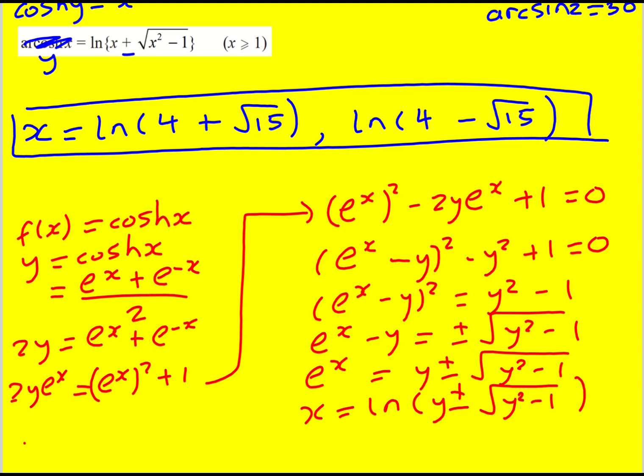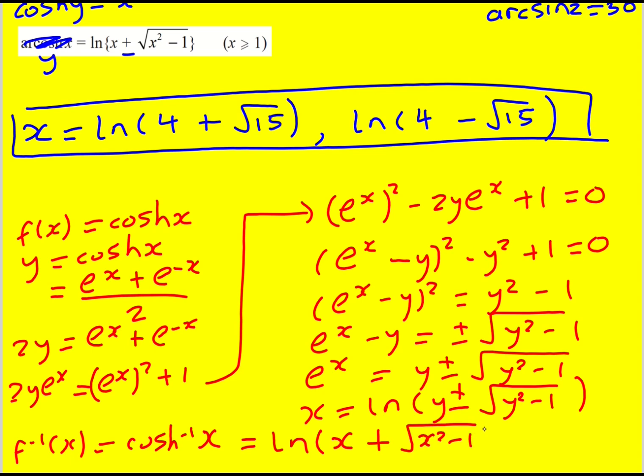If I then want the inverse, which is cosh minus 1 x, what we would do is we replace the y's by x's, and to make it a one-to-one function, we either need to have a plus or a minus. You can't have both, and so the principal value is to take the positive. So we get ln of x plus square root of x squared minus 1.